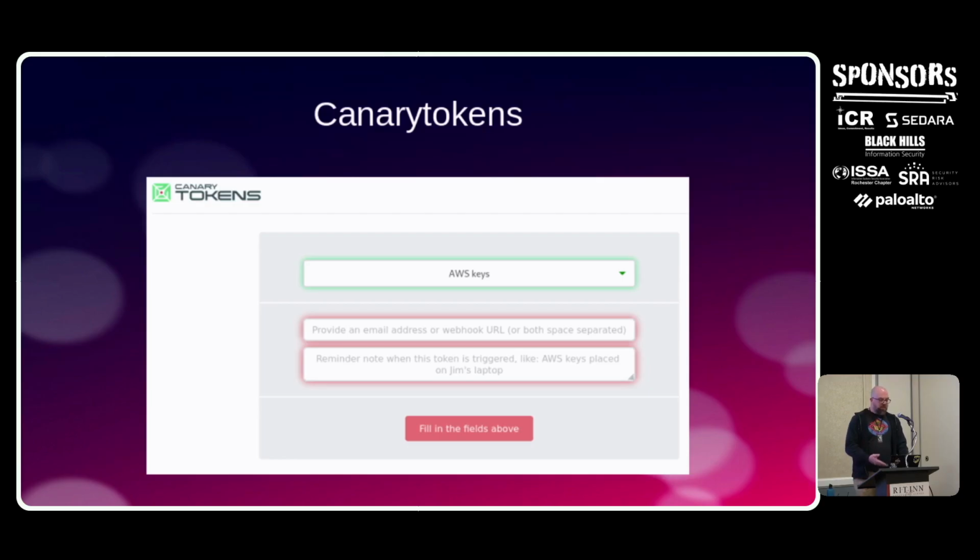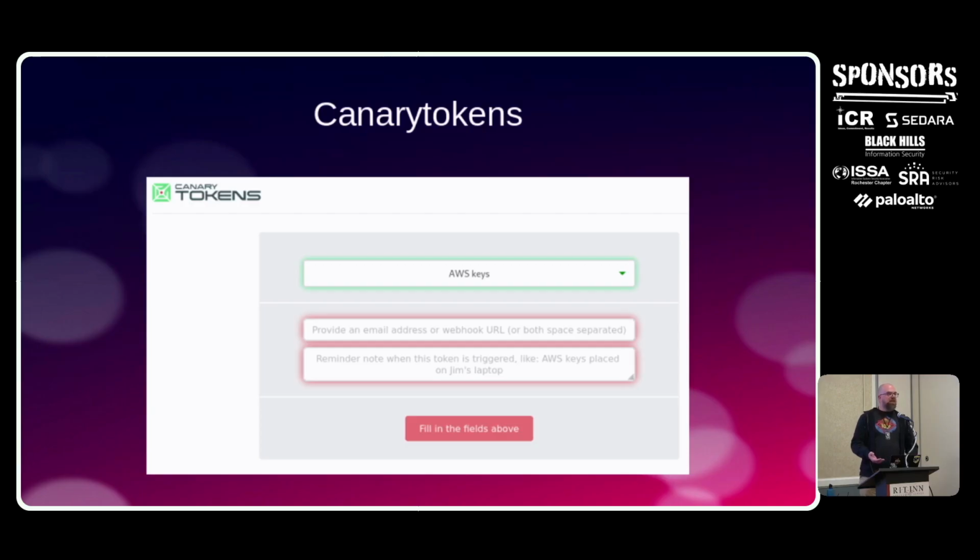The setup is very simple. This is just a screenshot of my browser. I was getting an AWS key token, right? So all I do is I put in some information about the token, a reminder of where it's going to go or where I'm going to deploy it or what it means if I get an alert about this. And I put in an email address or a webhook. Then I log in, and if you're familiar with AWS, you know what a credentials file is. I get a credentials file with a set of valid AWS credentials in it.